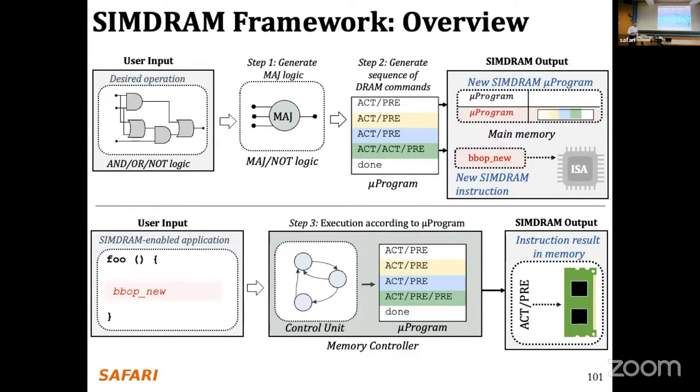So based on that, we propose this three-step framework in the paper. The first step takes as input some operation that you want to implement, for example, addition, and transforms that operation into its majority representation. Then in the second step, you take this majority representation of your operation and generate the sequence of triple row activations, row clones, and activate-precharge commands to implement that operation in DRAM. Then in the end, when the application issues that particular operation, like in-DRAM addition, we have some control unit inside the memory controller to orchestrate the computation, transparently to the programmer.